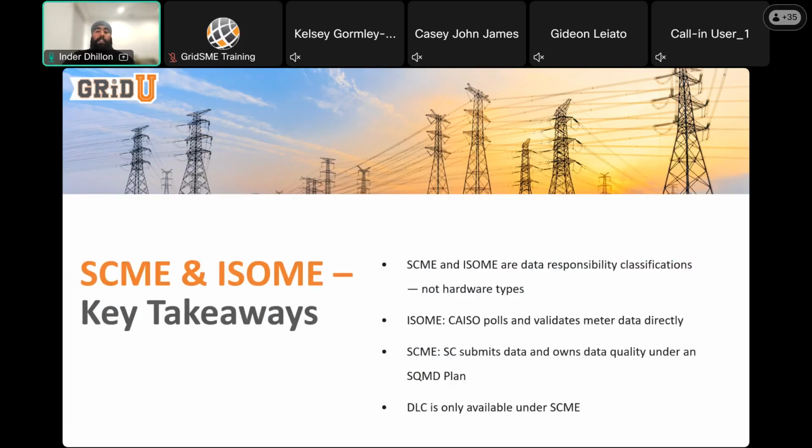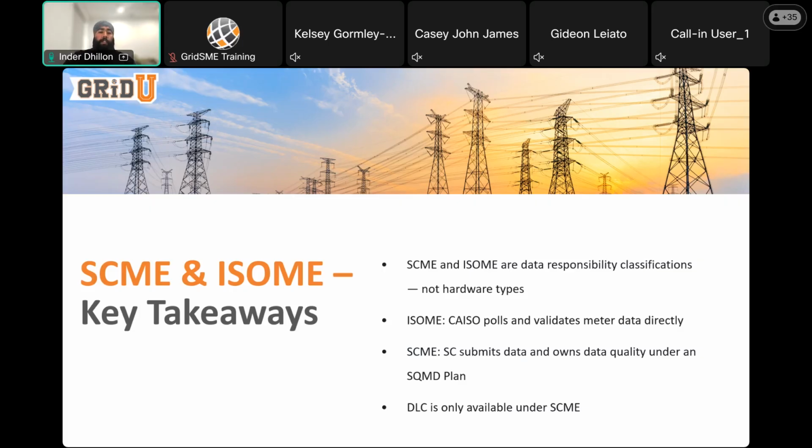The DLC is only compatible with SCME due to the complexity of its calculations and external signals to the meter. So any convergence between the two classifications requires a careful evaluation of the site, complexity, calculation requirements, data ownership, and compliance obligations.